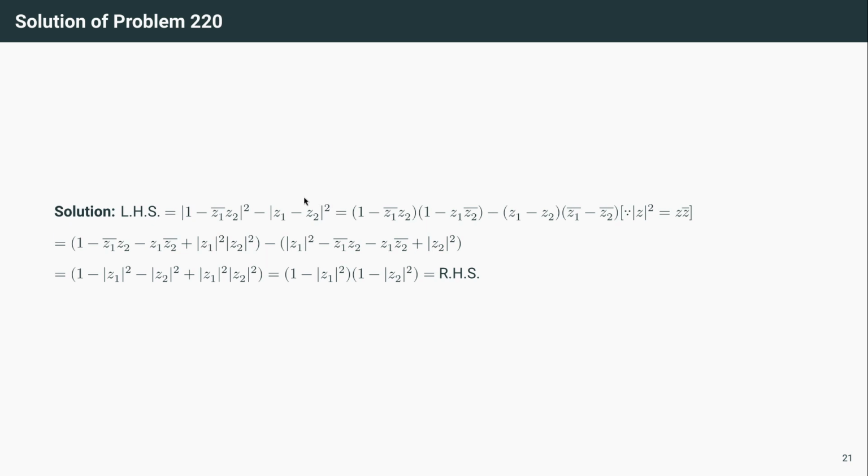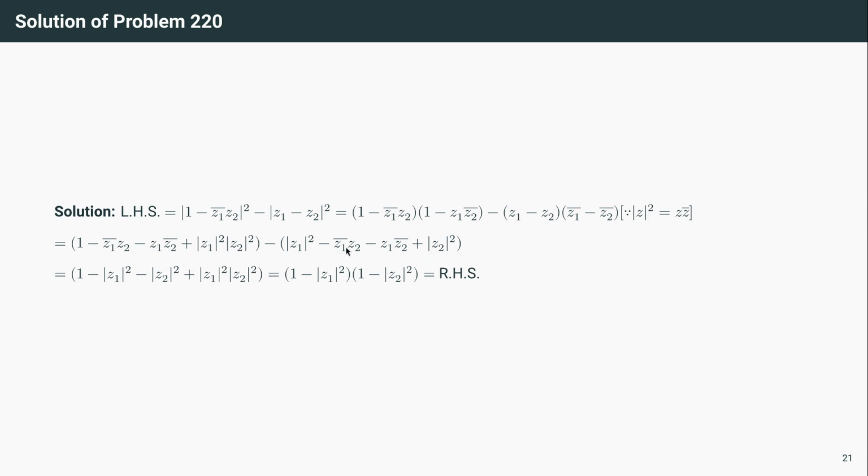So we expand this, and we know that mod z squared is equal to z into z bar. So the left hand side, when expanded, becomes (1 minus z1 bar z2) into (1 minus z1 z2 bar) minus (z1 minus z2) into (z1 bar minus z2 bar). This is the identity which is used here. Now we multiply this, and it becomes 1 minus z1 bar z2 minus z1 z2 bar plus mod z1 squared mod z2 squared, minus mod z1 squared minus z1 bar z2 minus z2 bar plus mod z2 squared.